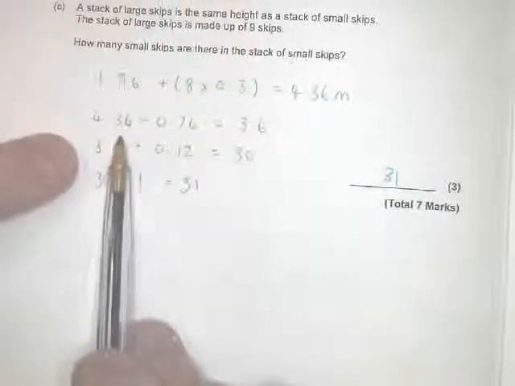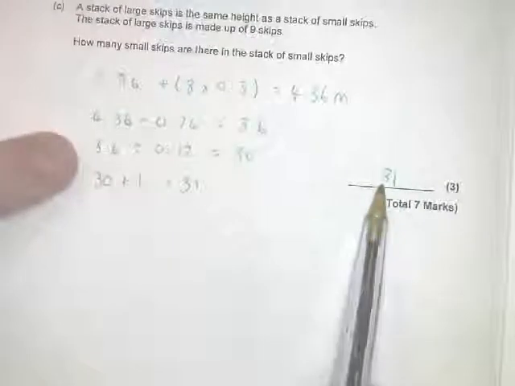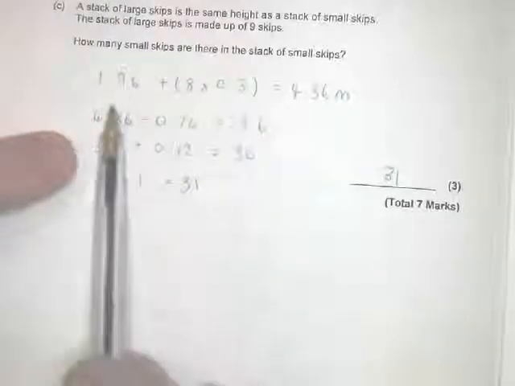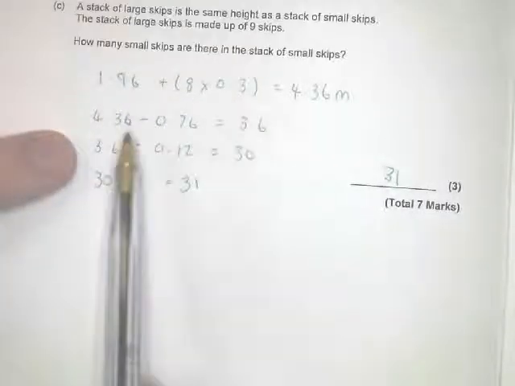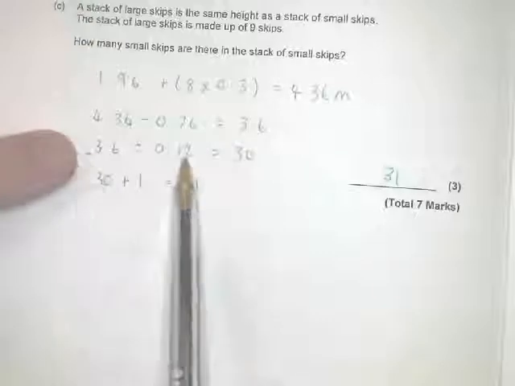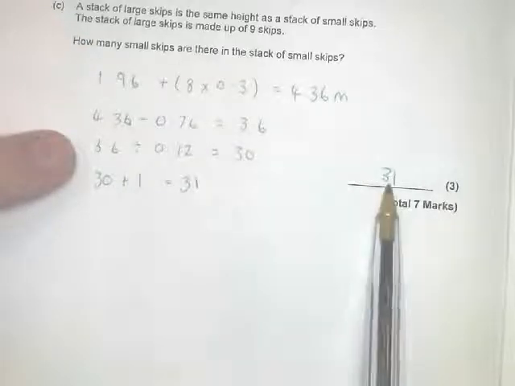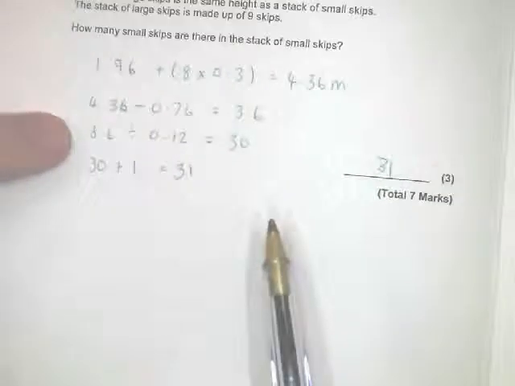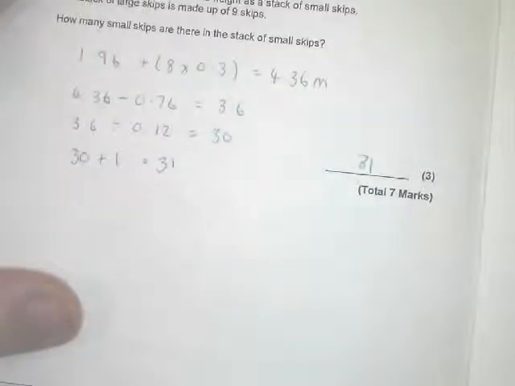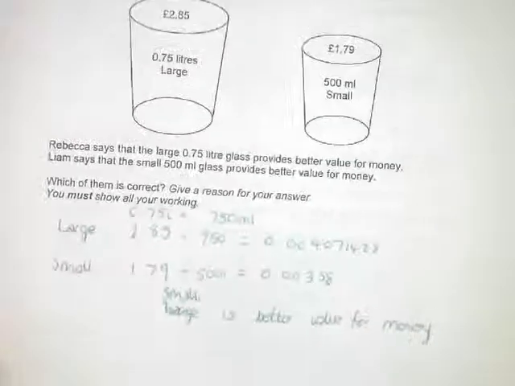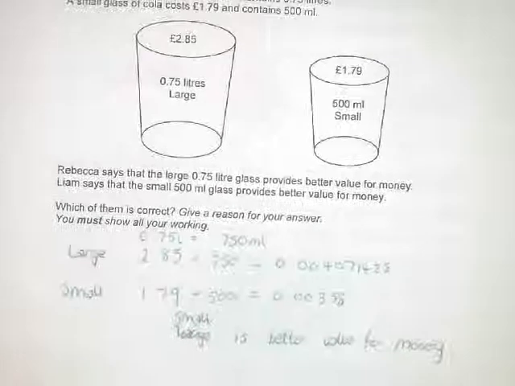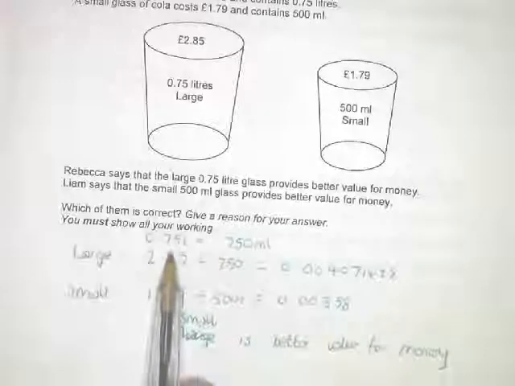Okay, so in question 3, there's a few different ways around this. I've started by turning 0.75 litres into millilitres. Okay, if you've done conversion for this or changed 500 millilitres into 0.5 litres, you've got yourself a mark straight away. Okay, so what I've said now is I've taken the price and divided by the millilitres. That will tell us how much each millilitre costs.